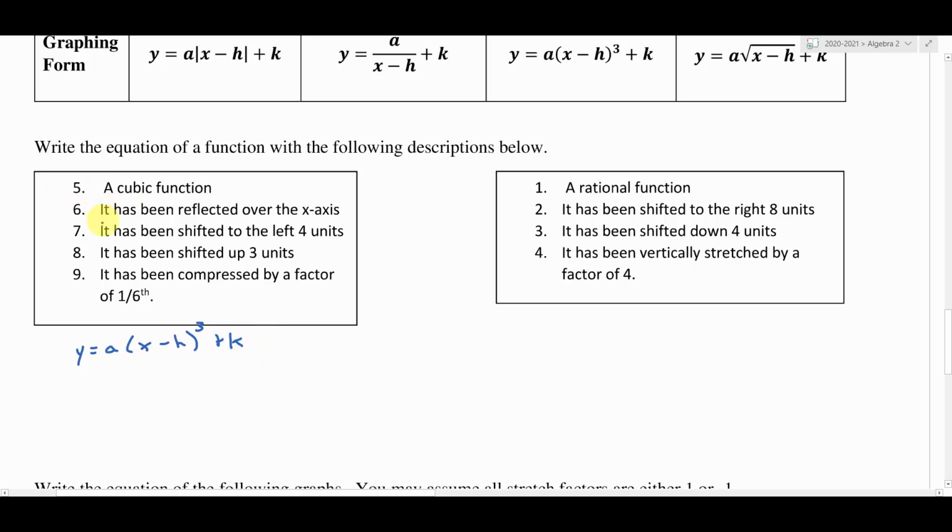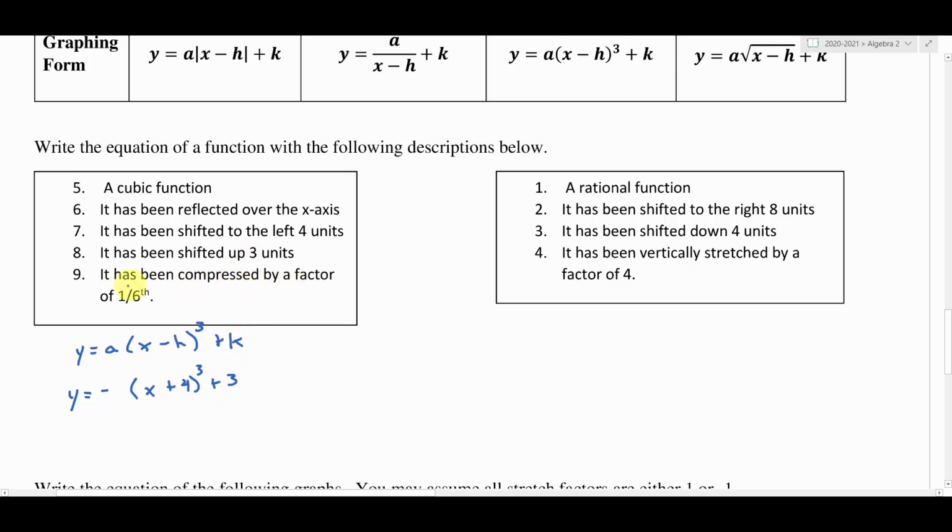And then I start reading my clues, and I'm going to start filling in the blanks, right? A, h, and k are the 3 things that I need to figure out. So it tells me it has been reflected over the x-axis. So if this has been reflected, I know that I'm going to need a negative. It has been shifted to the left 4 units. Okay, no problem. Well, the shift left 4 units goes here where the h is, and if I want to shift left 4, I need a plus 4 to the third power. It has been shifted up 3 units. That's going to go here for the k, so I need a plus 3 on the end.